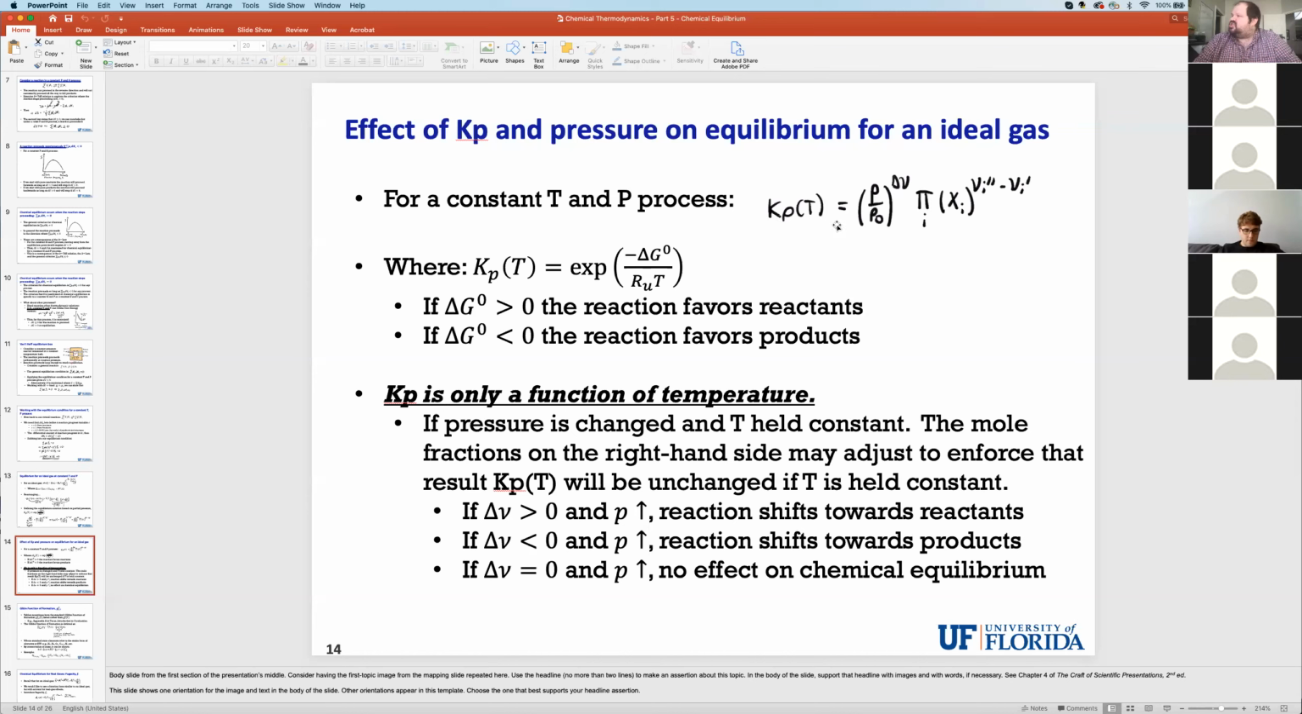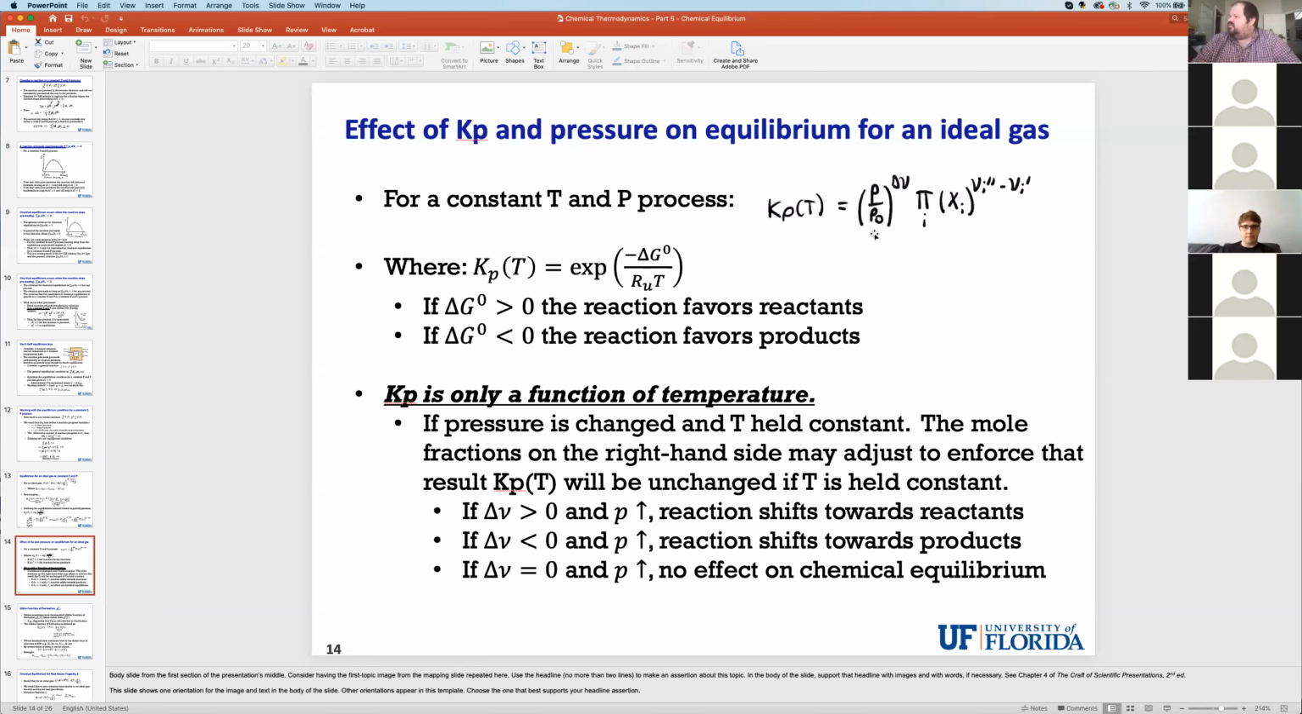So if I change pressure or some other variable, but I fix the temperature, Kp does not change. So for instance, if I fix temperature but change pressure, this term is held constant, and this term here may or may not change, depending on what delta nu is. But then what happens if we assume that this term here is something other than 1?